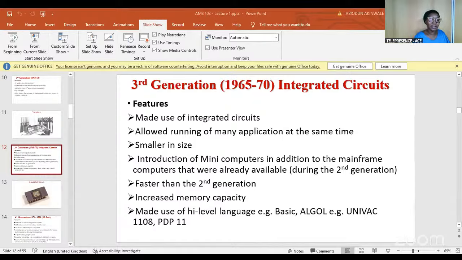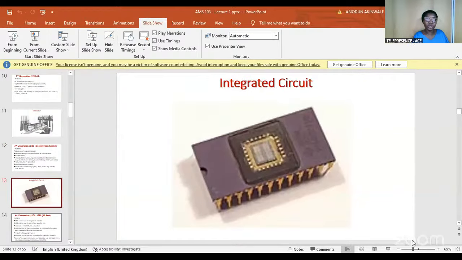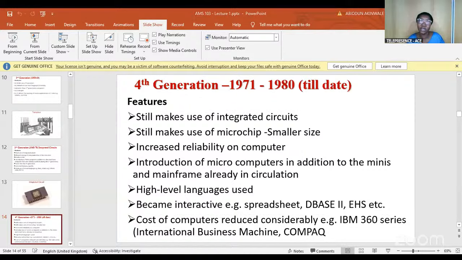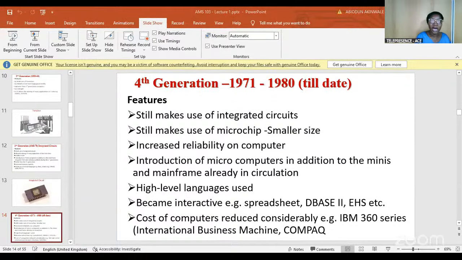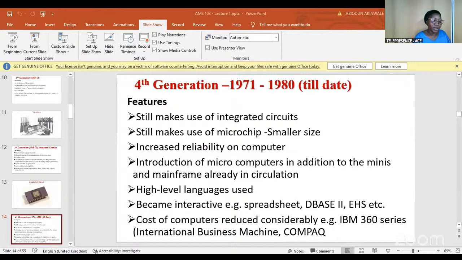The next slide. Okay, so you see the integrated circuit here. And then let's move to the fourth generation, the history of the fourth generation. So for the fourth generation, historically, you have it from 1971. For some, they say it's till date. But of course, you also have some historians telling us that it stopped at 1984. Please, can we move to the next slide, please?